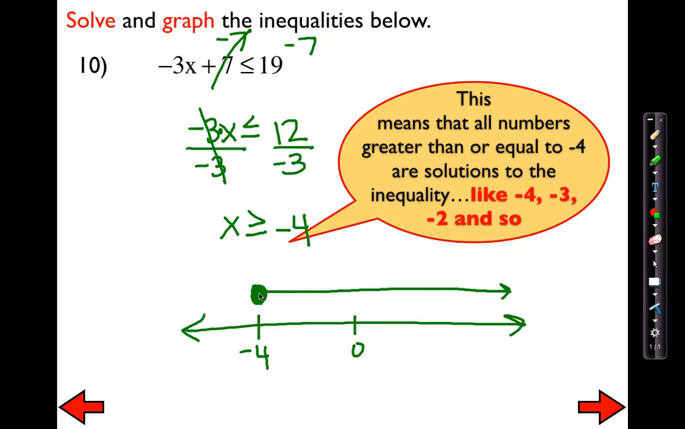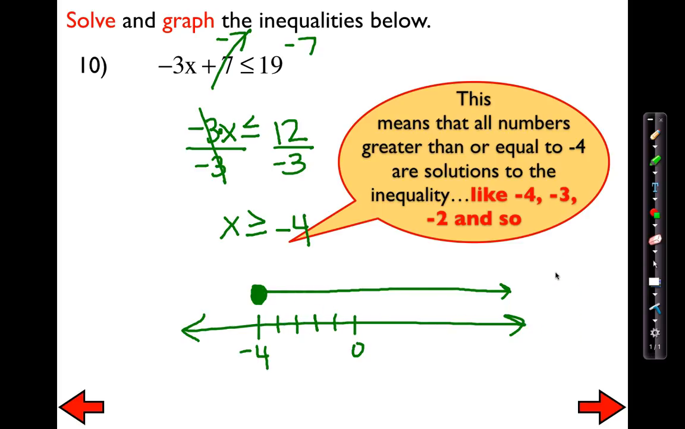So real quick, what does this mean? X is greater than or equal to negative 4. That means any number greater than negative 4 will be a solution to this answer. So, for example, a negative 3 would work, a negative 2 would work, a negative 1.1 would work. Why? Because all of the values are on the right side of the number line.